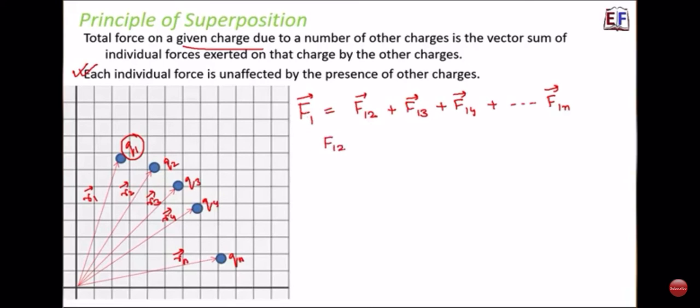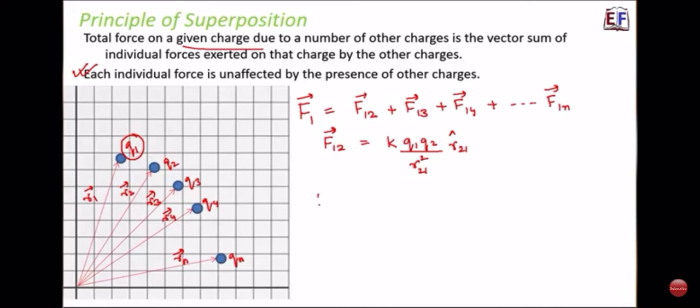For example, force on 1 due to 2 will be equal to k q1 q2 divided by r21 square, where r21 is the distance between these two charges. And here we are dealing with vectors, therefore this unit vector. Right? So in a similar way, we will have values for each of these forces and their vector sum will give the total force on charge q1.